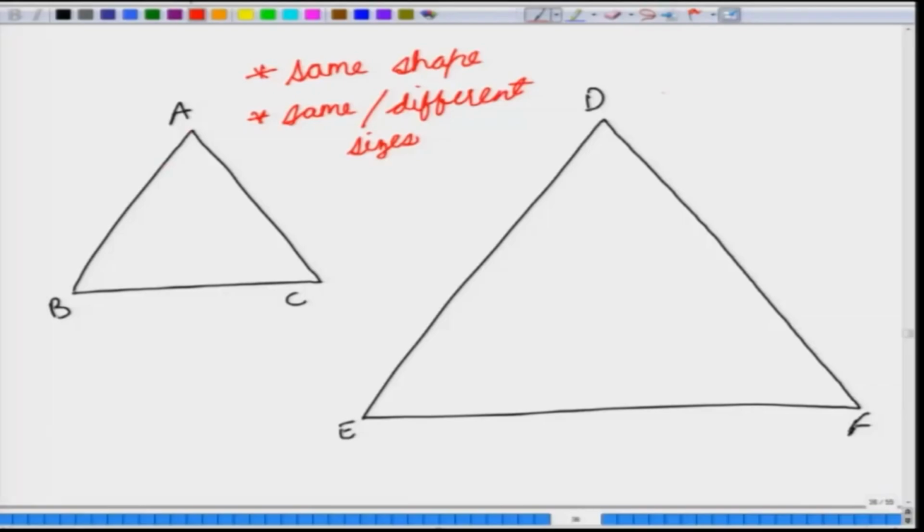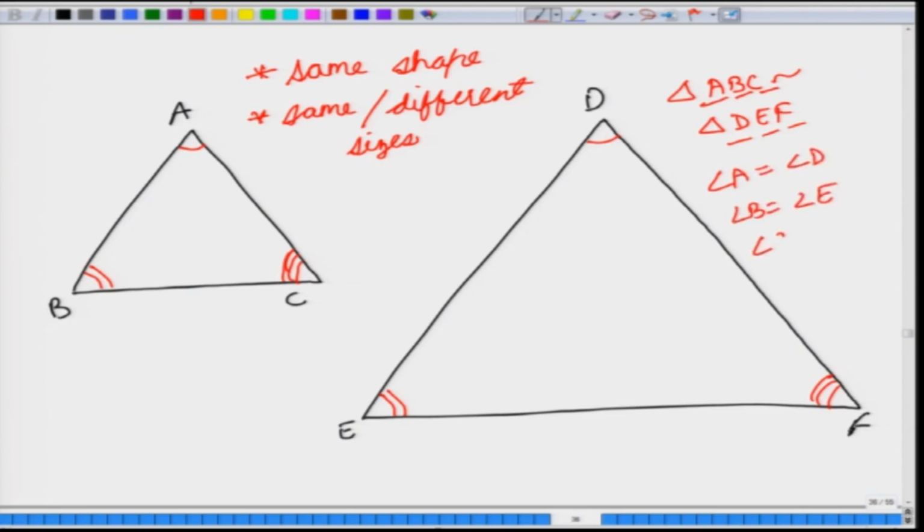Now, in the case of these triangles, the same shape would mean that if we say that triangle ABC is similar to triangle DEF, then angle A is equal to angle D, angle B is equal to angle E, and angle C is equal to angle F. So, A is equal to D, B is equal to E, and C is equal to F.